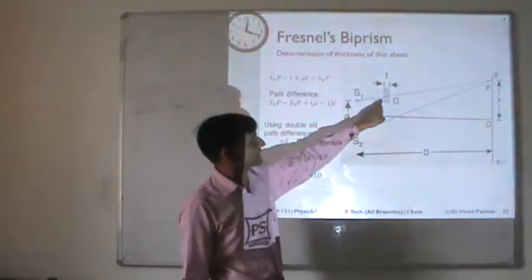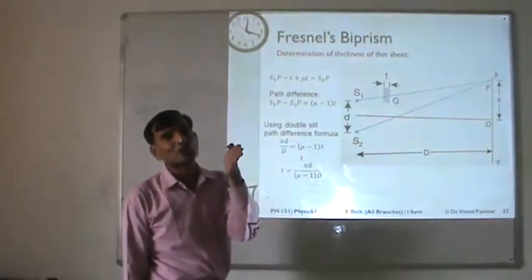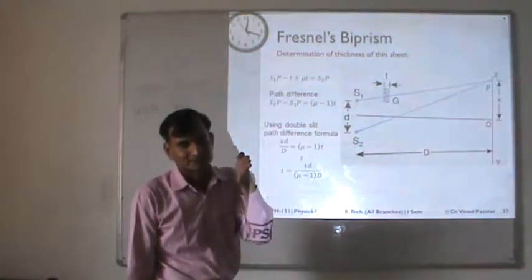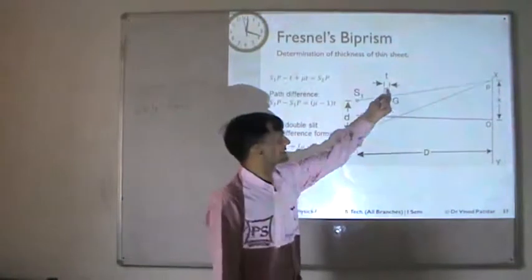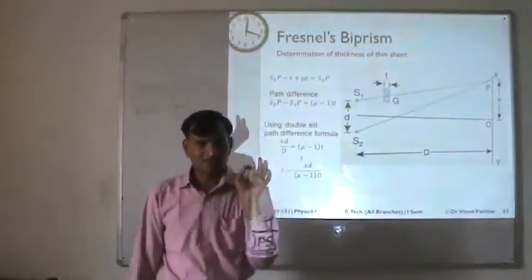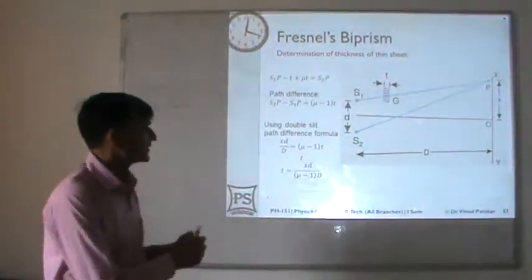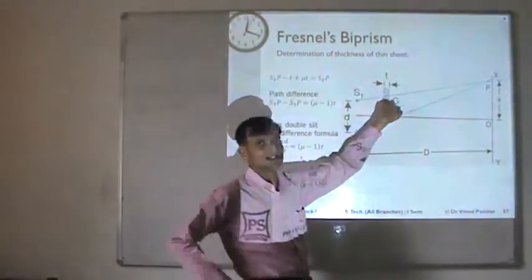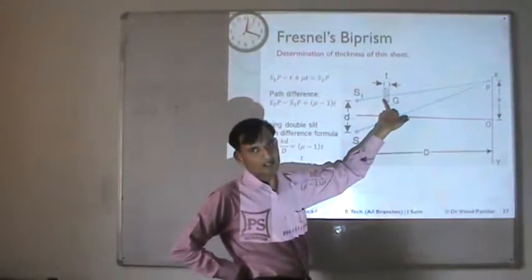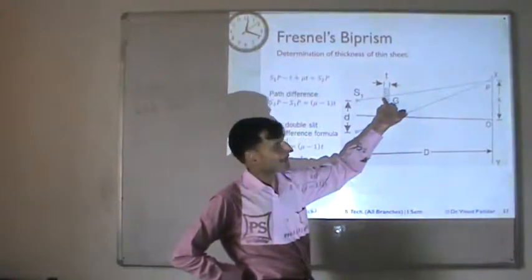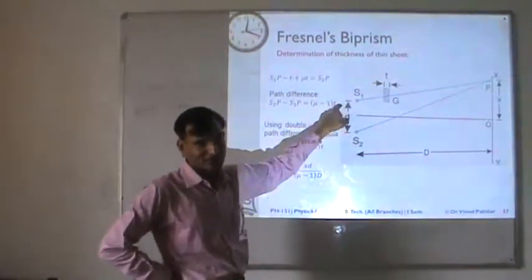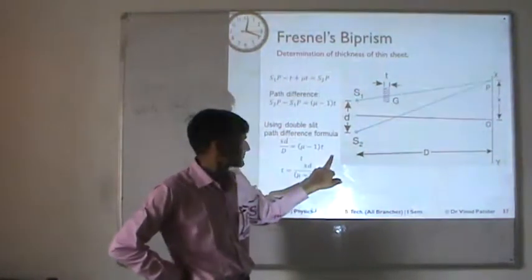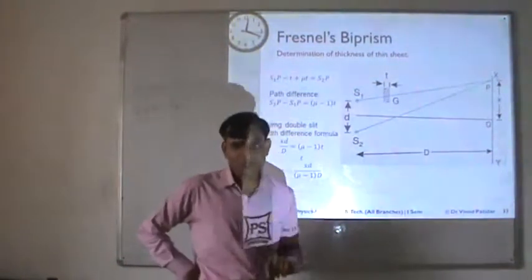in the path of one of the rays, I insert a small thin plate of transparent medium. Now this is very thin. The thickness is t. So small t is the thickness of the plate which is inserted in the path of one of the light rays, either the light ray which originated from S1, or the light ray coming through S2. So we insert that, and now we do the recalibration.